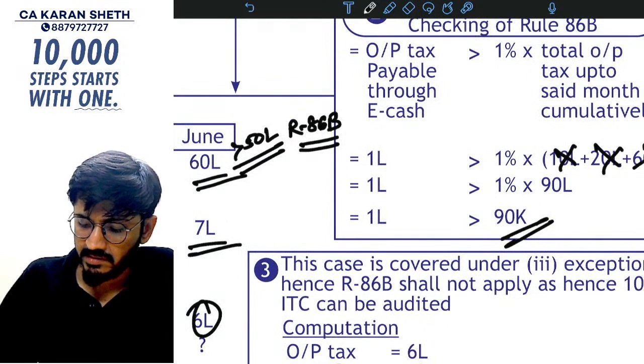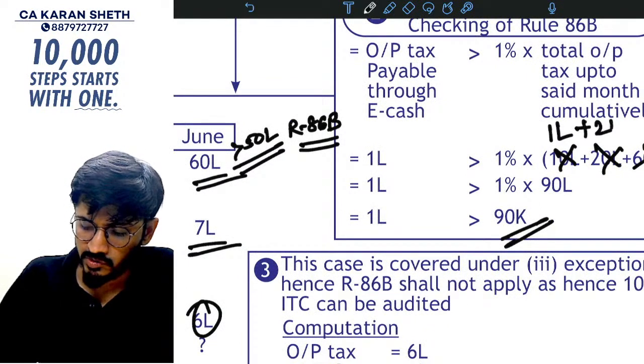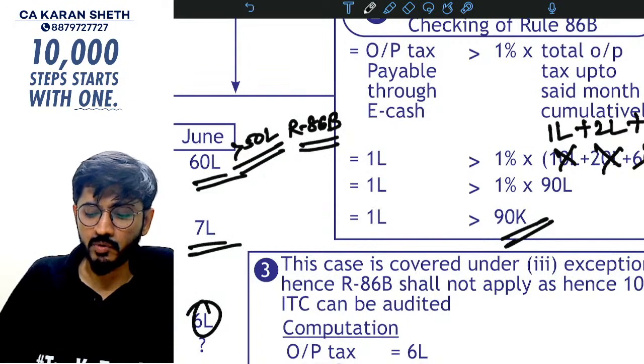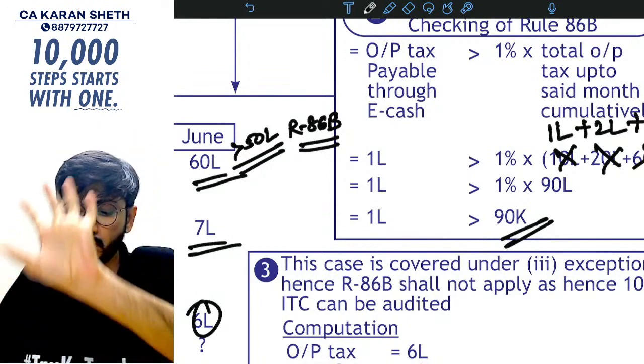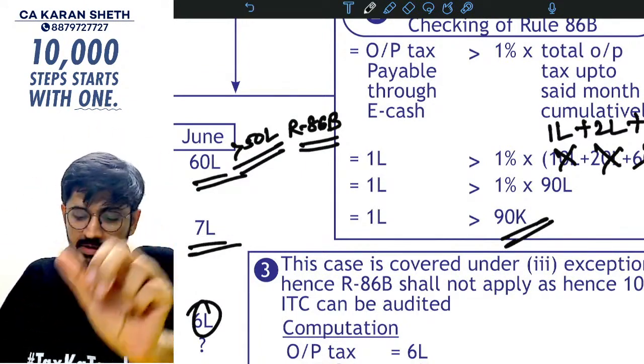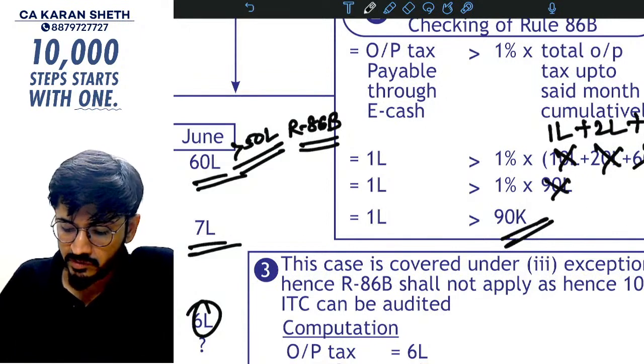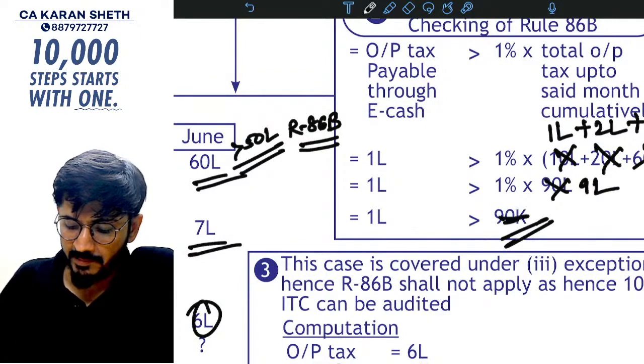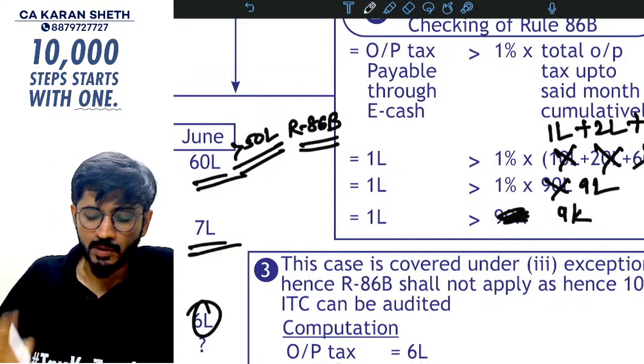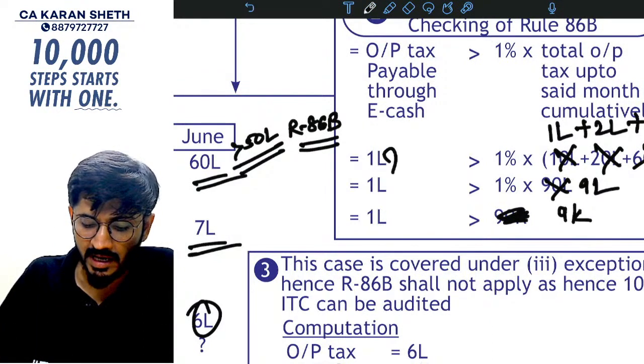Slide correction. This is 1 plus 2 plus 6. We have to consider output tax and not taxable turnover. We have to consider output tax. उसका 1% लेना. So that's 9 lakhs and that happens to be 9,000. So is 1 lakh more than 9,000? How does 1 lakh come into account?